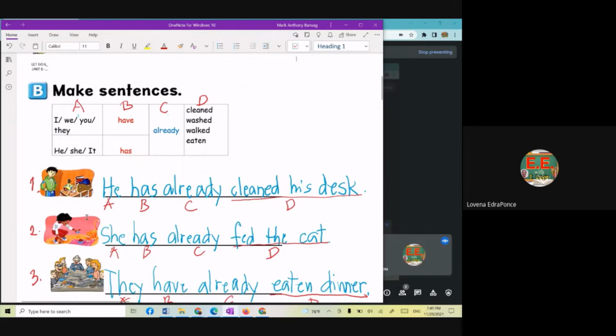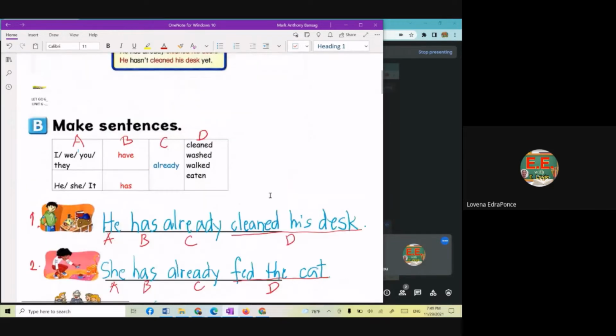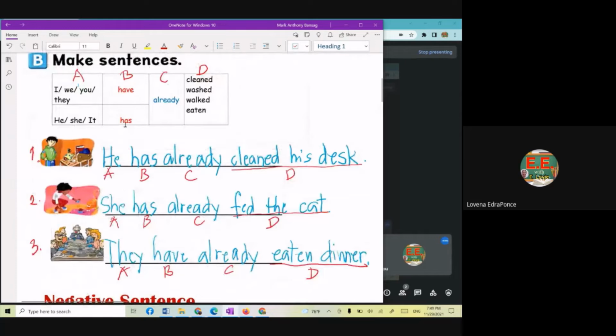For number 2, the picture is this one, fed the cat. So this one is she, plus B is has already fed the cat. And for number 3, there are more than one person, so we're going to use they. If our subject pronoun is they, then we're going to use have. So they have already eaten dinner. So that's how to construct sentences. Basically this is the pattern, and you're going to look at this.